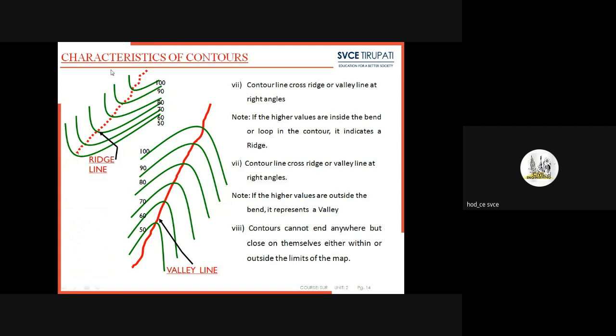Okay, if the curve bends, right? If the curve bends inside, or loops in the contours, this is called a ridge line. If the bend is on the outside, this is meant by valley. Here the values, see this value, the values represented within the curve, that is meant by ridge. If the values are represented outside on the curve line, we call that a valley. Okay, so that means the value where we need to represent must also be ensured.